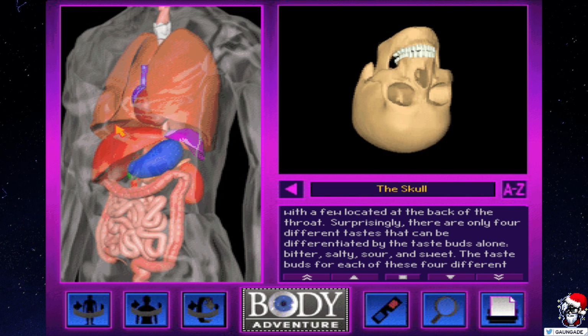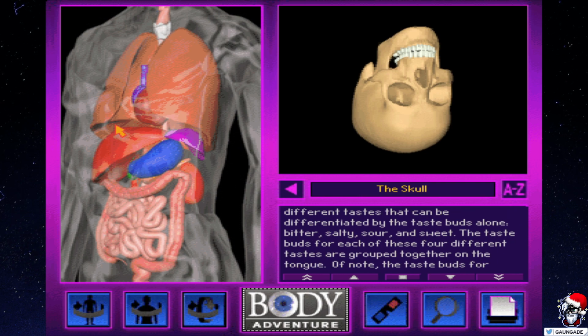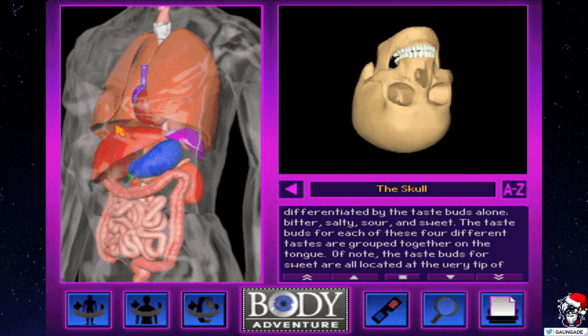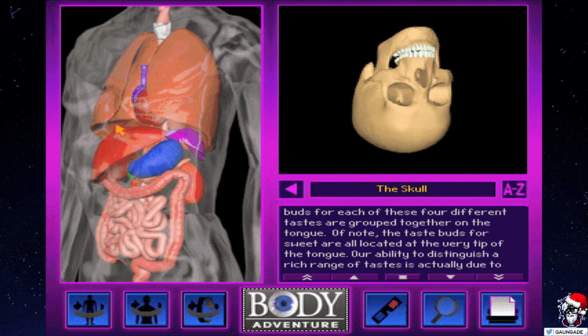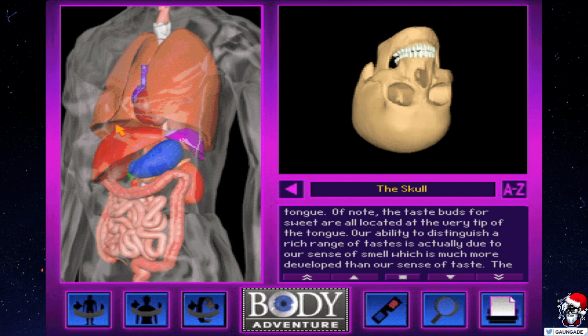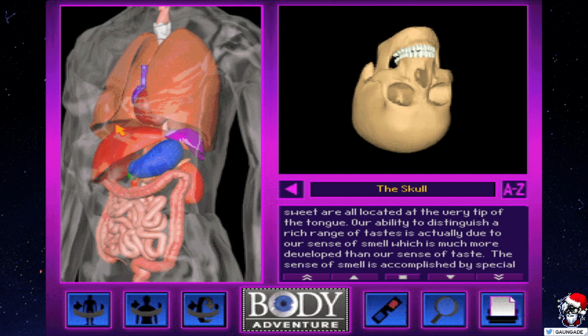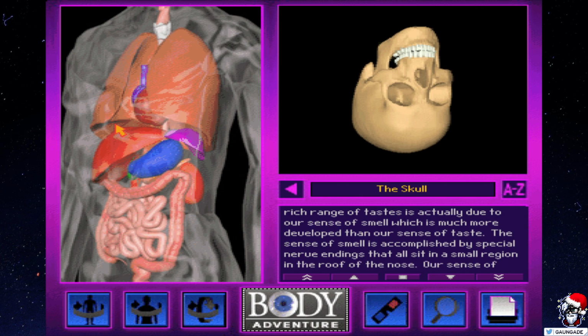Surprisingly, there are only 4 different tastes that can be differentiated by the taste buds alone: bitter, salty, sour, and sweet. The taste buds for each of these 4 different tastes are grouped together on the tongue. Of note, the taste buds for sweet are all located at the very tip of the tongue. Our ability to distinguish a rich range of tastes is actually due to our sense of smell, which is much more developed than our sense of taste.